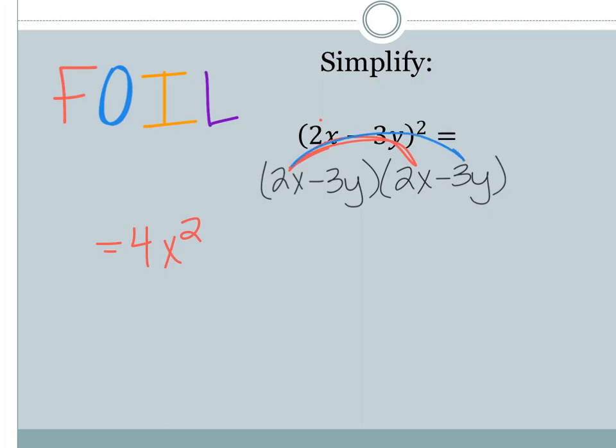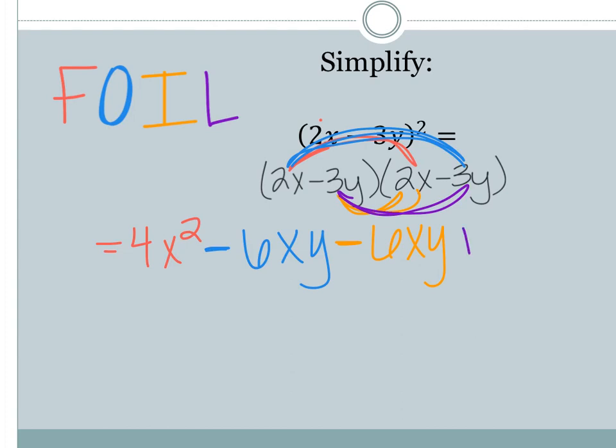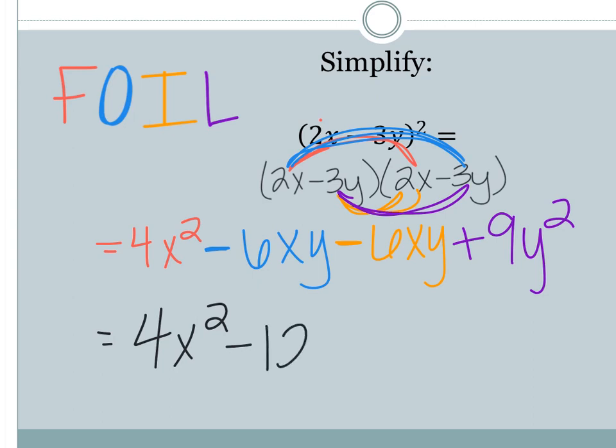Outside tells me 2x times negative 3y. We're going to multiply our coefficients together, so it's negative 6xy, because I can't add those exponents together, so it's just x times y, which is xy. Inside is just going to be the same thing, negative 6xy, and then last, negative 3y times negative 3y, positive 9y squared. So when we combine like terms, 4x squared minus 12xy plus 9y squared.